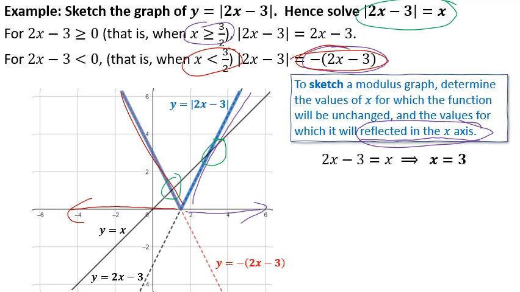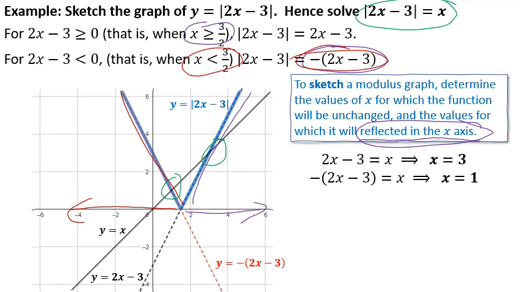Either it's the same as 2x minus 3, in which case we're just solving 2x minus 3 equals x, and we get a result straight away, x equals 3. Or it's the same as minus 2x minus 3, and we can try that one as well. And that is also easy to solve. Take care with your negatives, rearrange, and you'll get x equals 1.